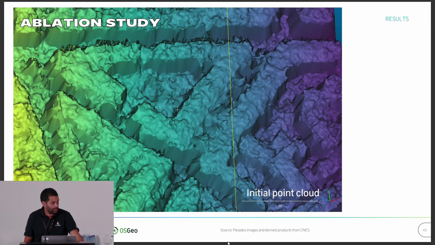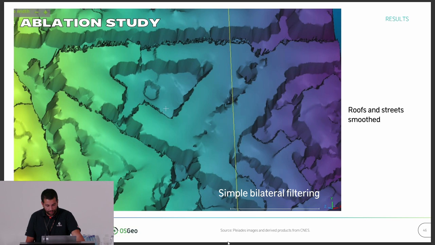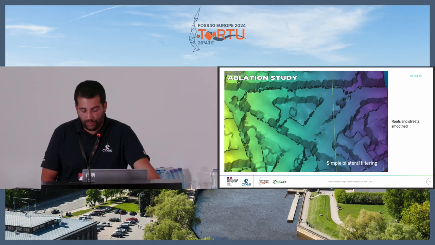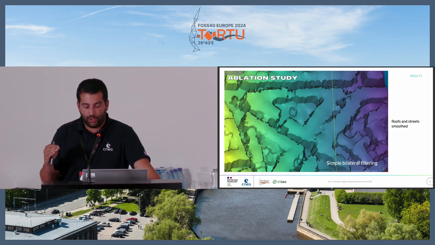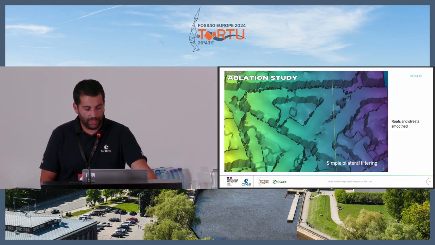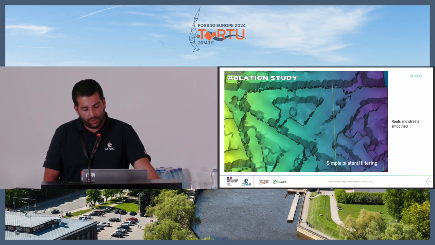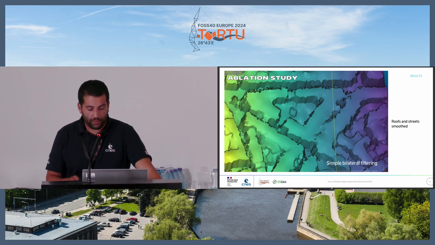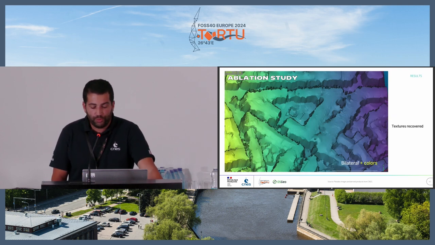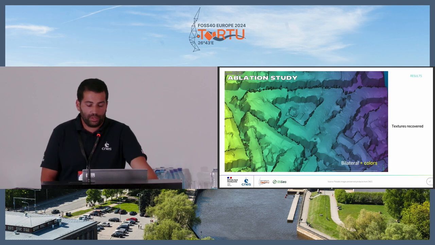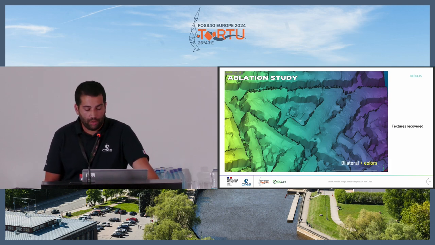You have the initial point cloud, a bit noisy. If we simply filter the point cloud, we have roofs and streets very smooth, but we lose all the details of the roofs. But if you use colors during the bilateral filtering, the textures are recovered.